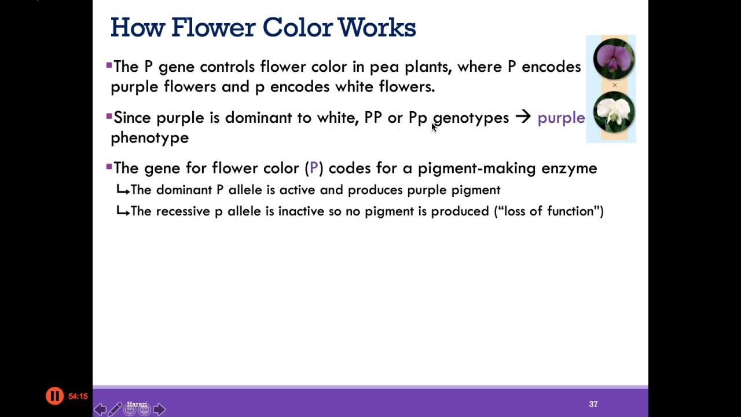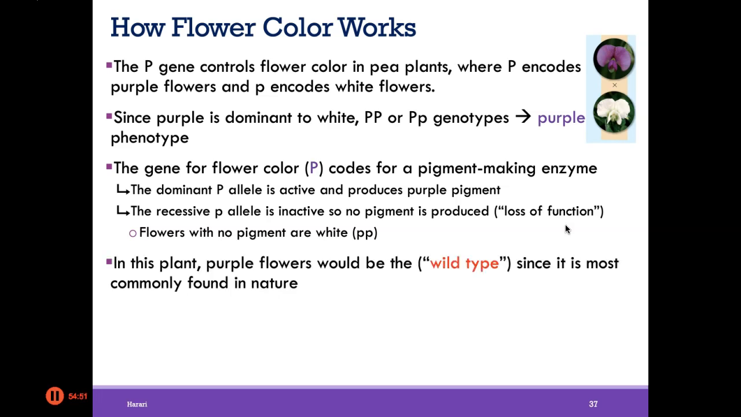So let's look at this heterozygote. It still has a little p, but it appears purple because even one copy of the enzyme, big P, is enough to make the whole flower purple. Thus, big P, the purple allele, is dominant to the white flower allele. The recessive little p white flower allele is inactive. Maybe that's because of a substitution mutation or a frameshift mutation or something else. But regardless, it's a loss of function. That's why flowers with no pigment are white. Little p.